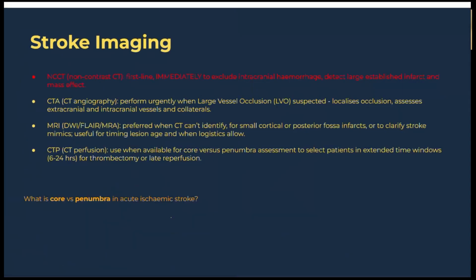And then just general initial management of strokes. If it's an ischemic stroke that's been identified, so there's no hemorrhage visible on the non-contrast CT, then within 4.5 hours you give thrombolysis, and aspirin 300 milligrams, and statins should be after 48 hours.